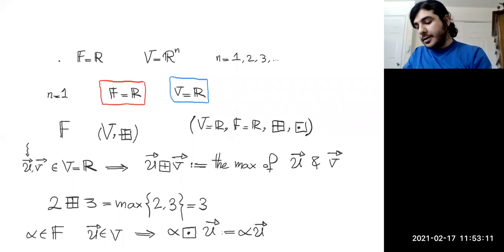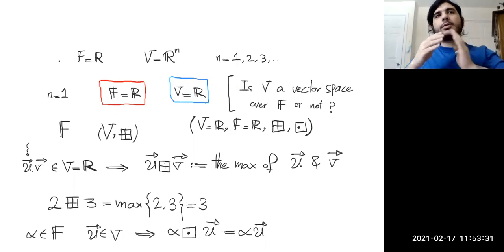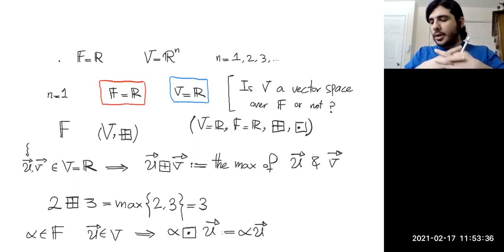So with these new definitions, is V a vector space over F or not? Let's just answer this question because we talked about this one. I want to get to another point from this question. Let's not spend a lot of time on that. Maybe think for 1 or 2 minutes and then tell me if you know what the answer is.